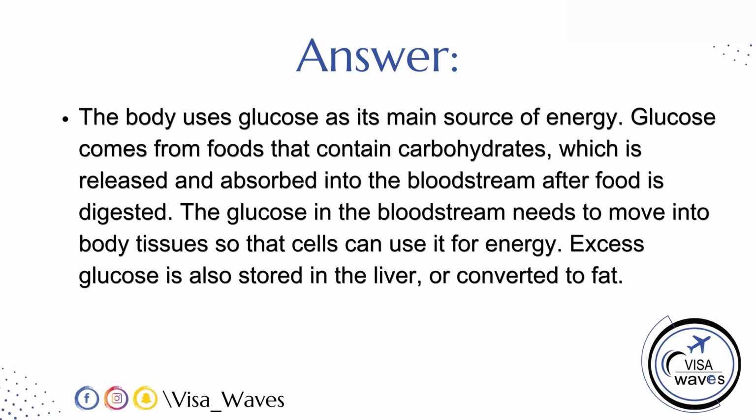The body uses glucose as its main source of energy. Glucose comes from foods that contain carbohydrates, which is released and absorbed into the bloodstream after food is digested. The glucose in the bloodstream needs to move into body tissues so that cells can use it for energy. Excess glucose is also stored in the liver or converted to fat.